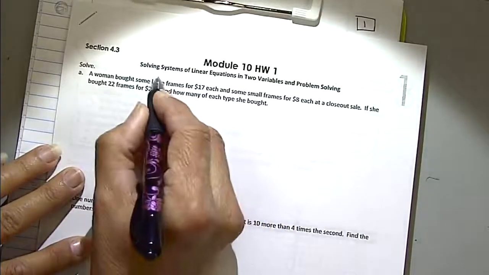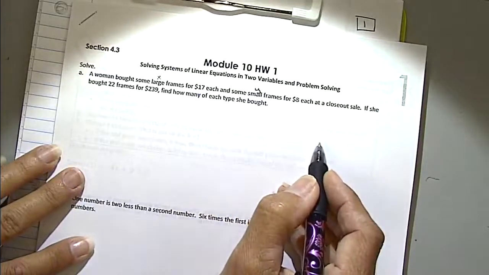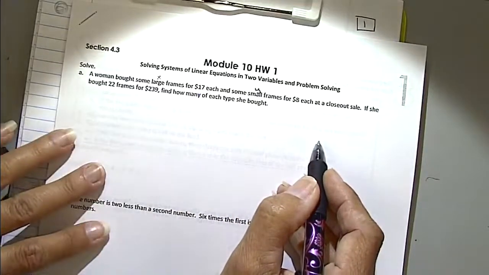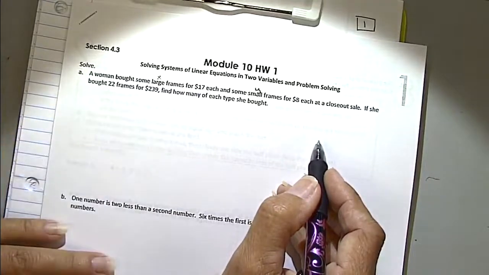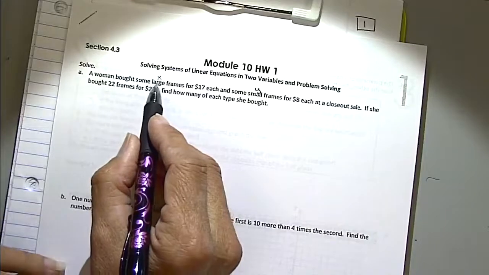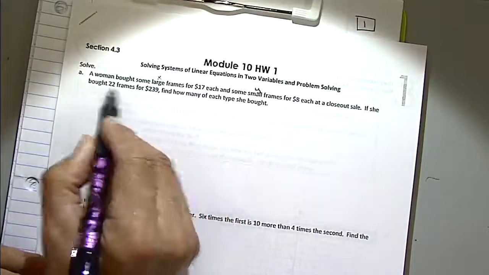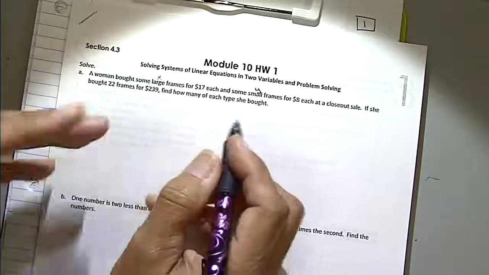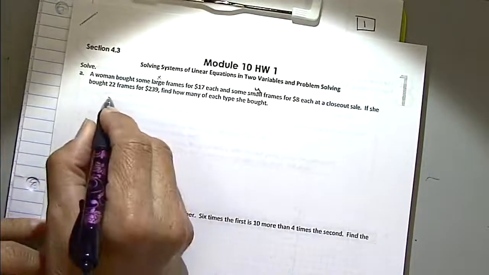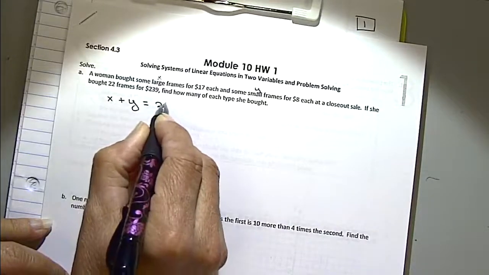Well, I've got large frames that I'm going to call my X frames, and I've got small frames. I'm going to call those my Y frames. And you always have to identify that, okay? What's my X and what's my Y in this thing? All right, so it doesn't matter which one you set up. It really doesn't. But I know 22 of all of X and Y was the total that she bought. In other words, the number of X frames plus the number of Y frames is equal to 22, isn't it?